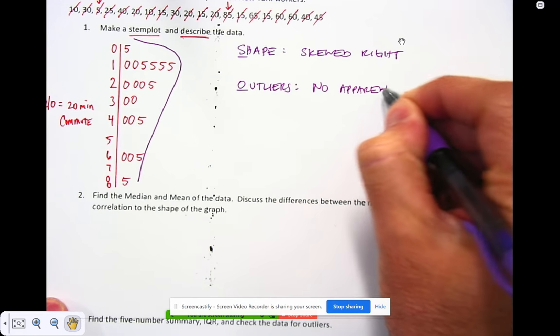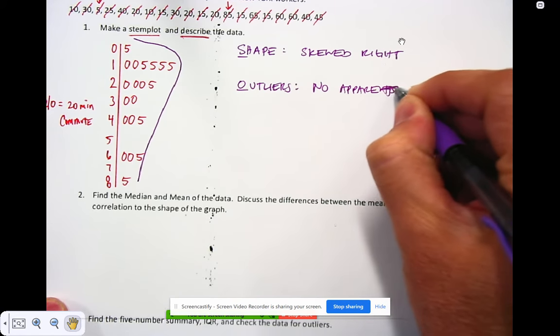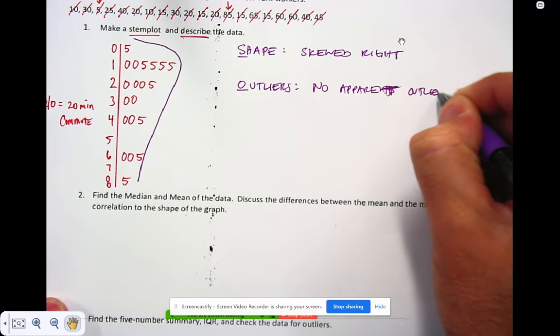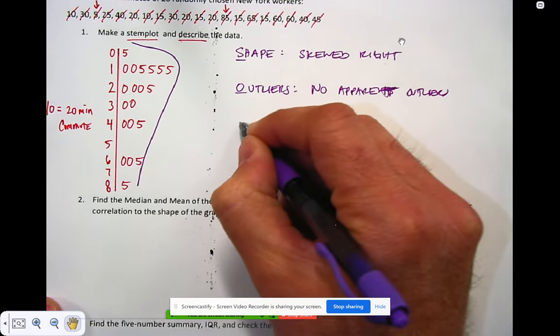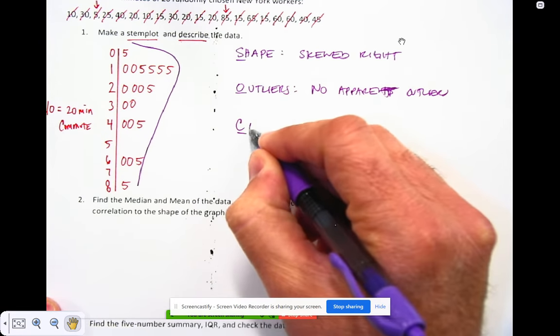You're just addressing that you looked at it. No apparent outliers. The C of the acronym stands for center.